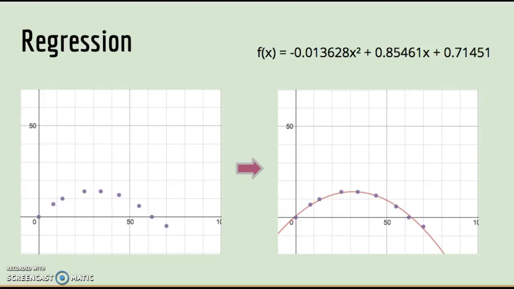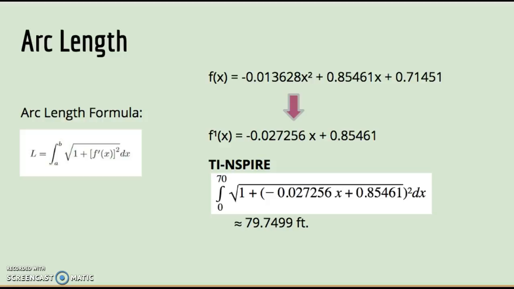For the first curve, the regression formula turned out to be f(x) equals negative 0.013628x squared plus 0.85461x plus 0.71451. Then, finally, to find the length of the curve, I had to use the arc length formula, which is stated on the left.